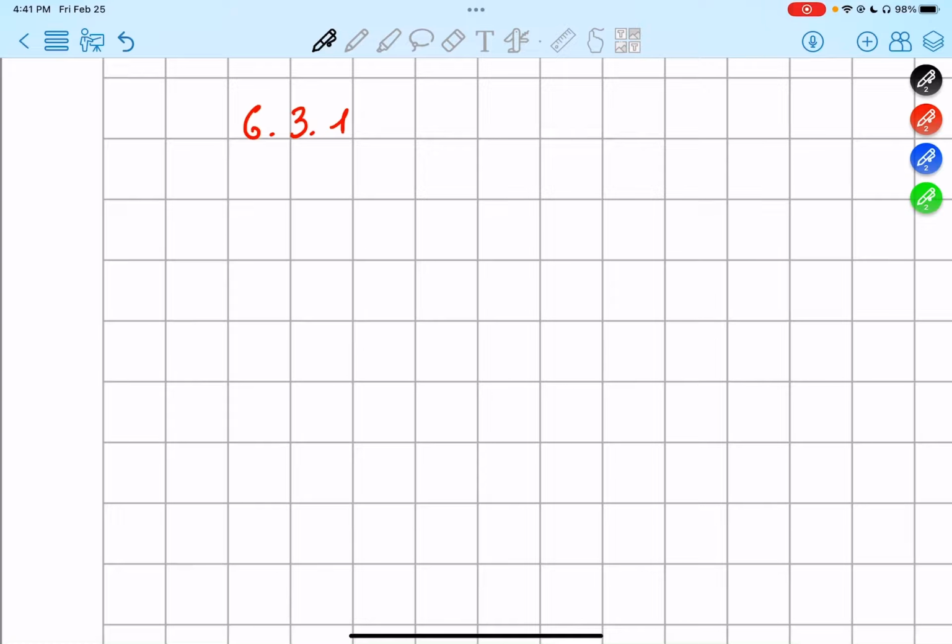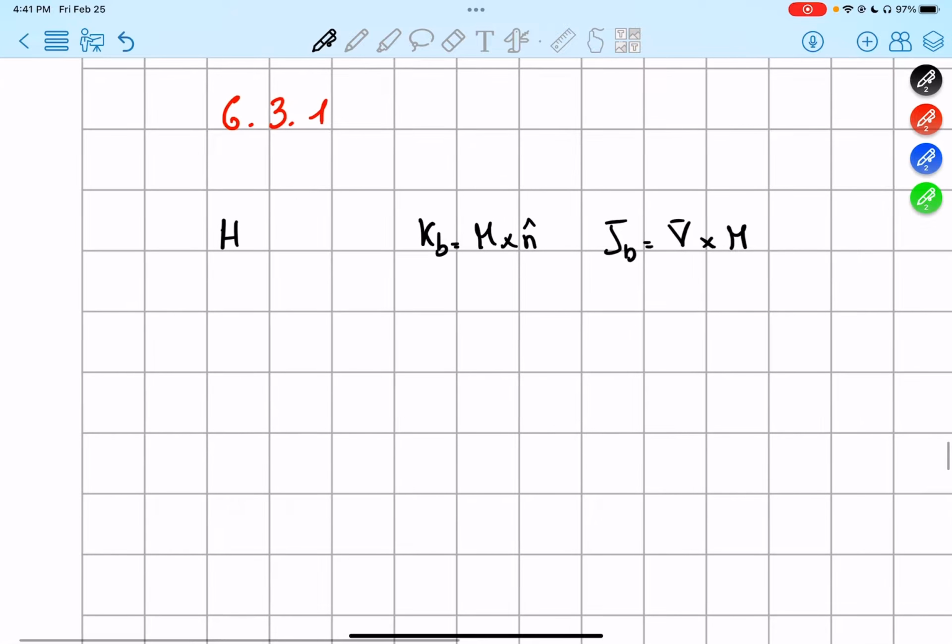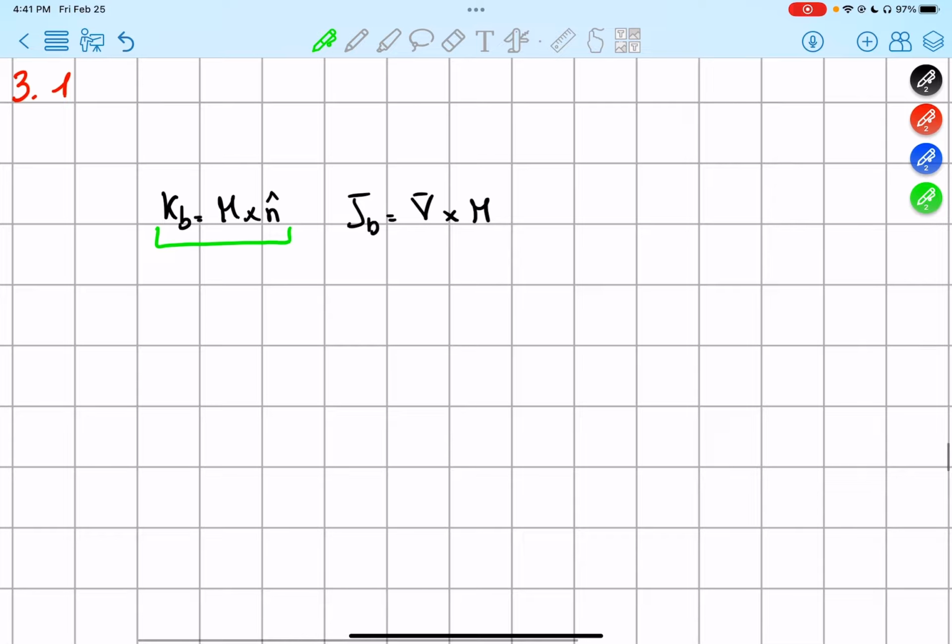Hello everybody. So in this section, section 6.3.1, we're going to look at the auxiliary field H. But before we can introduce it, we have to introduce it. In the previous section, we looked at our vector KB, which is given by the charge on the surface, M cross N, and JB, which is the curl of M. Now we're going to ignore this part over here, and we're going to look at JB only.